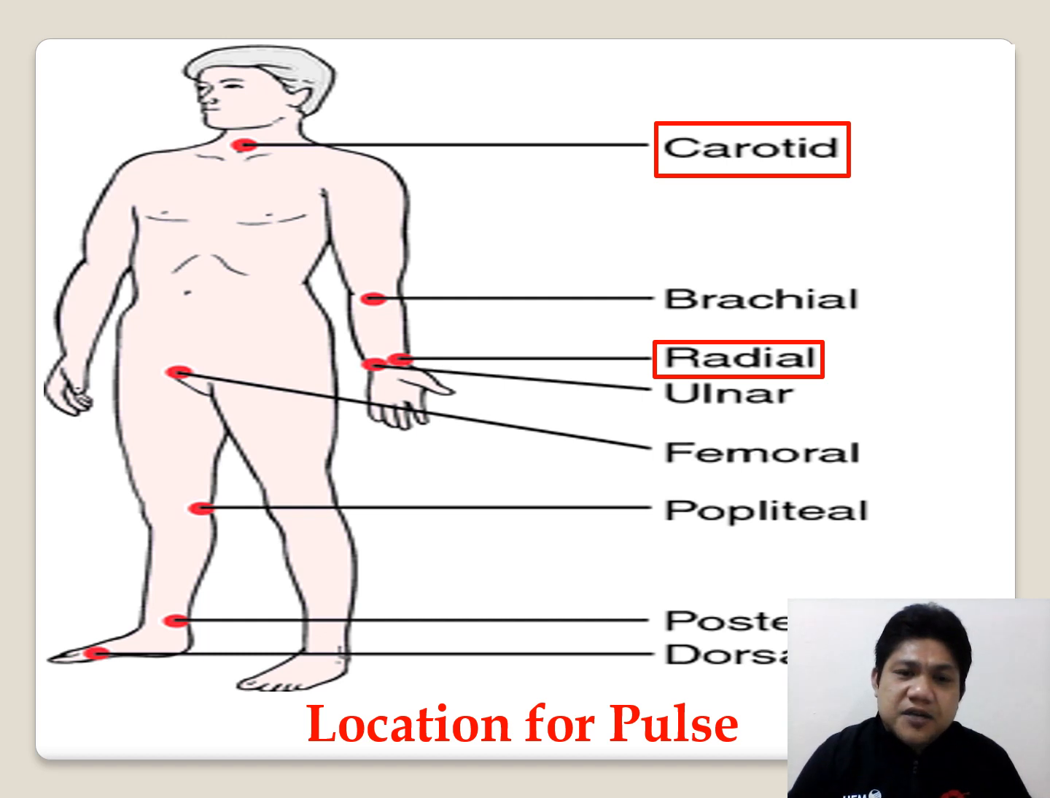This is the location for pulse, the red marks there: carotid, radial, brachial, femoral, ulnar, popliteal, posterior, and dorsal. You can check your pulse there each time the heart beats.